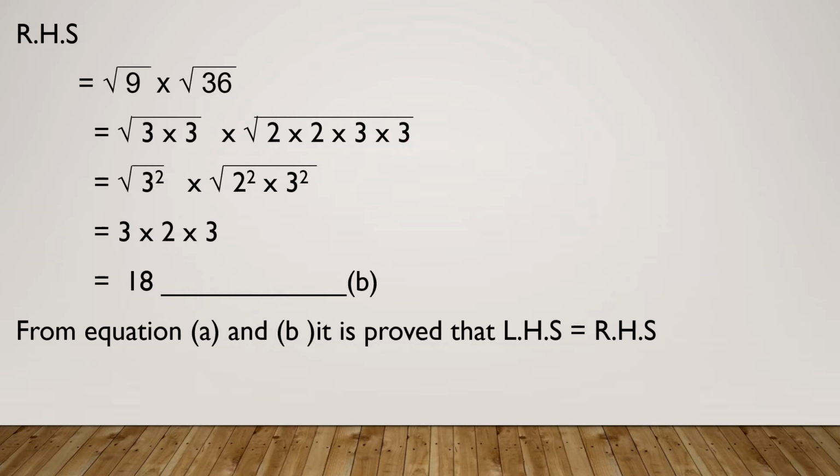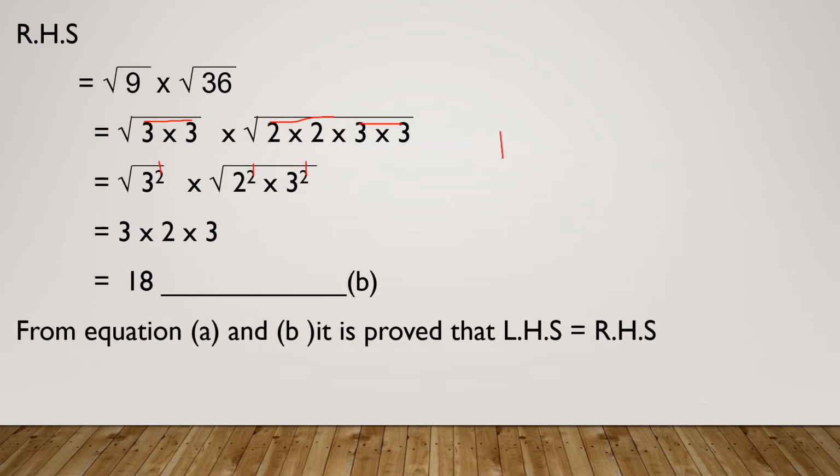The next step is that we have to make the pairs. Then 3 multiplied by 3 can be written as 3 square, 2 multiplied by 2 can be written as 2 square, 3 multiplied by 3 can be written as 3 square. Now what will happen? The square root will be cancelled out with this square, and these both squares will be cancelled out with the square root, as the square root is present on 2 square and also on 3 square. And why do we cancel the square root with this square?